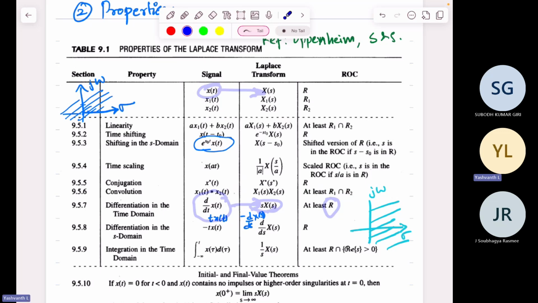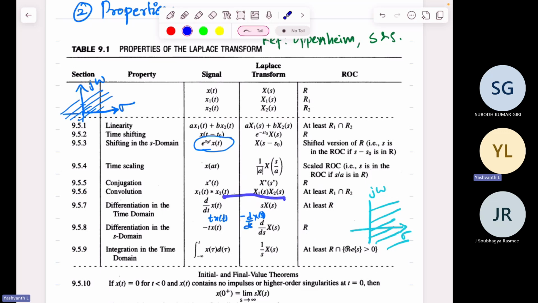Similarly, differentiation in S domain. So this was differentiation in time domain, now this is differentiation in S domain. That is, if x of t has a Laplace transform X of s, then minus t times x of t will have the Laplace transform d by ds of X of s, and the ROC is unchanged.